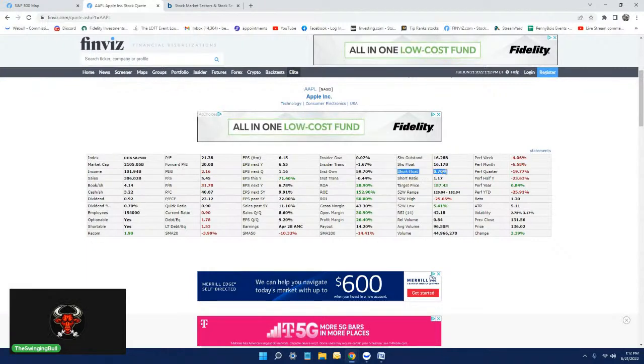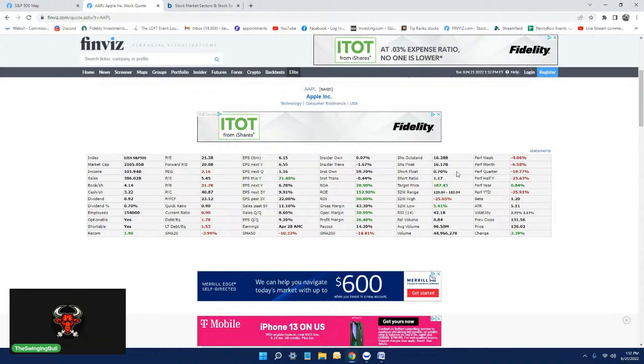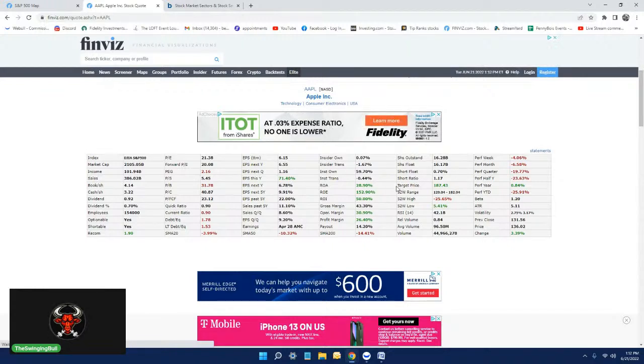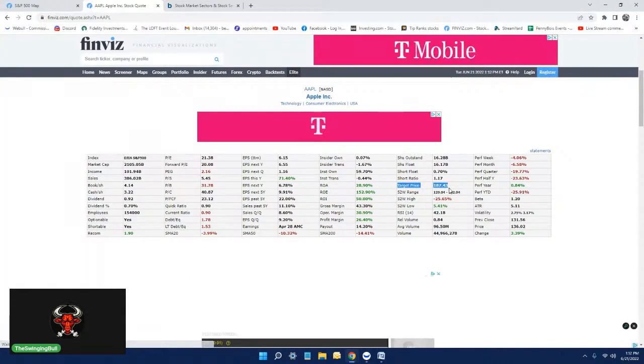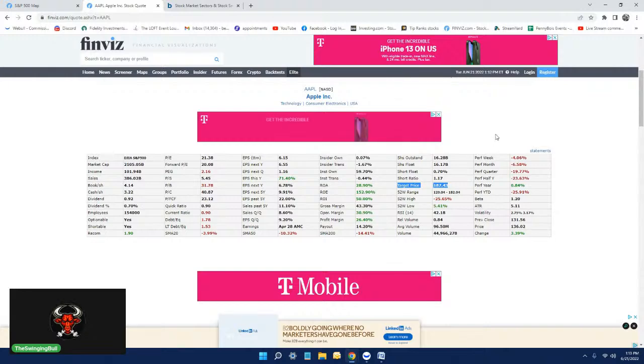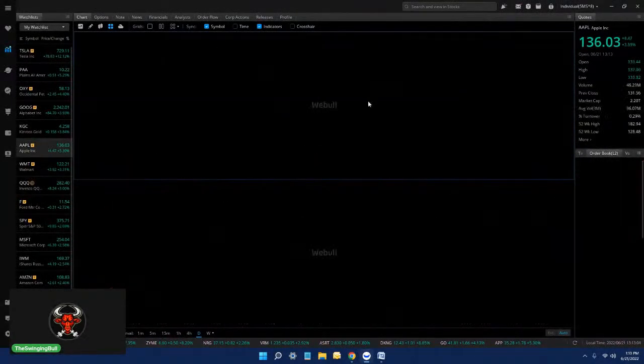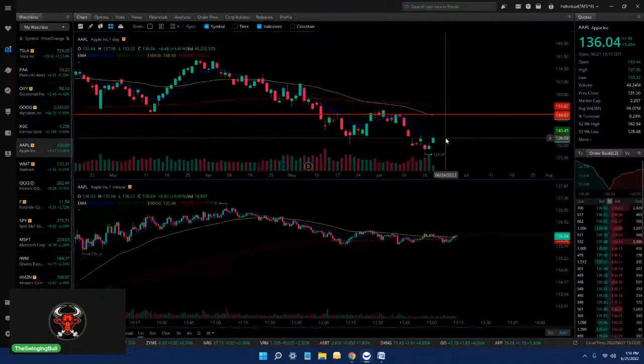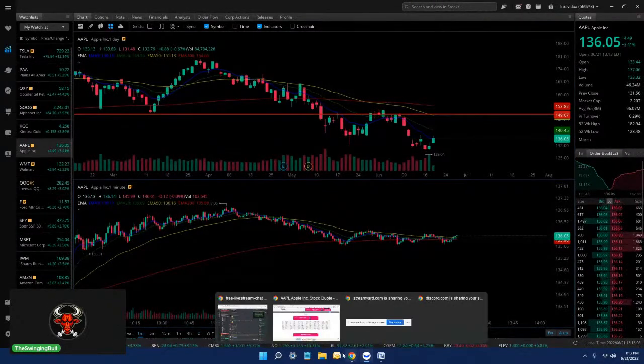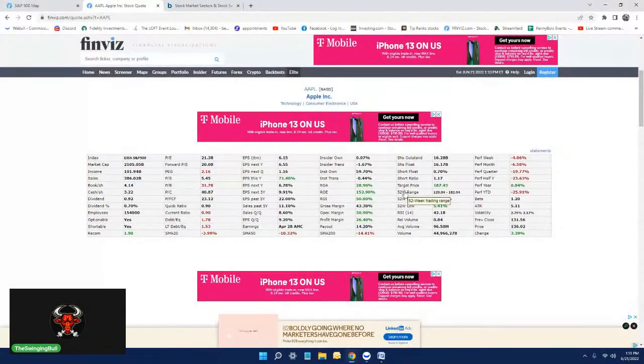So we can find that information right here on Finviz. And it also gives you some target prices compared to what it's trading at now. Let's go ahead and go to Apple. Apple's trading at 136 right now, and Finviz is putting out some target information that it has the potential to maybe go to 187.43.